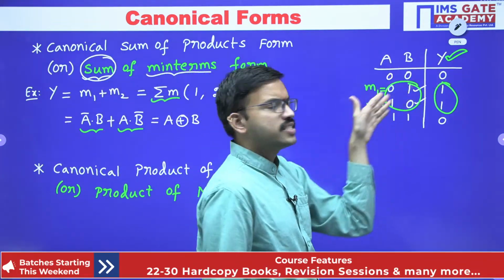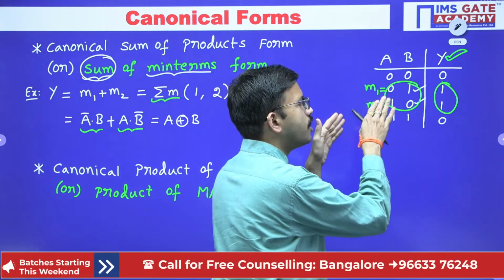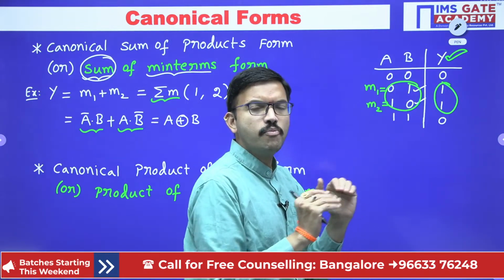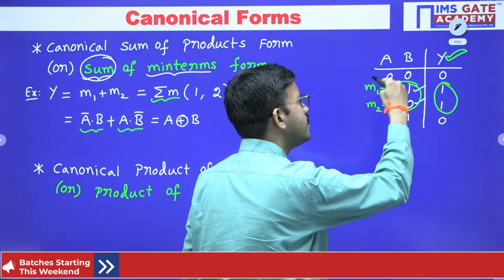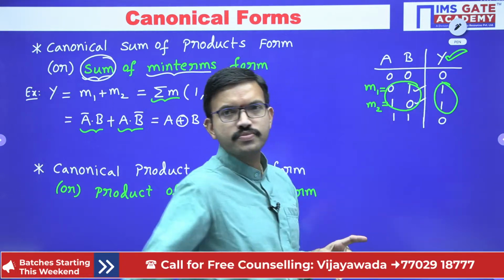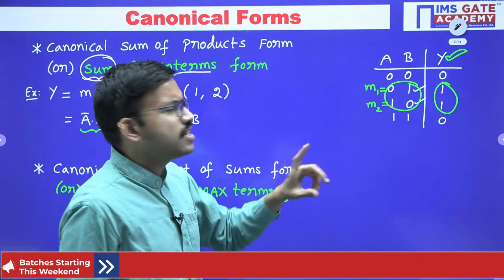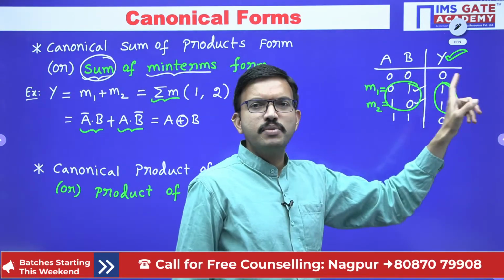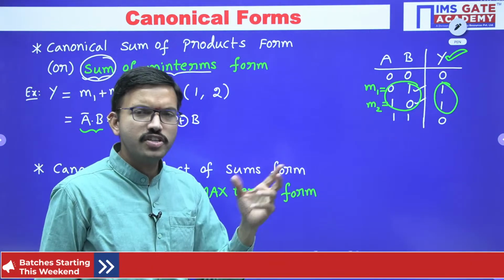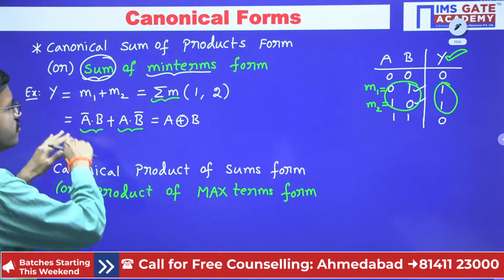If for these two input combinations the output is 1, that means obviously for the remaining input combinations you are going to get 0, right? So for each and every output variable you can represent it in either of two forms. One form we already discussed.